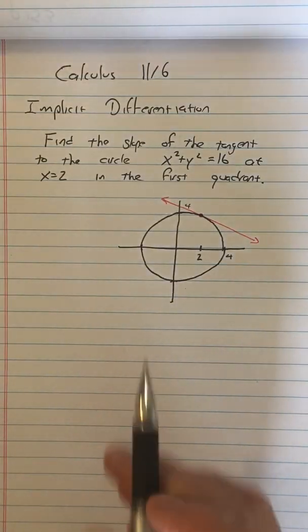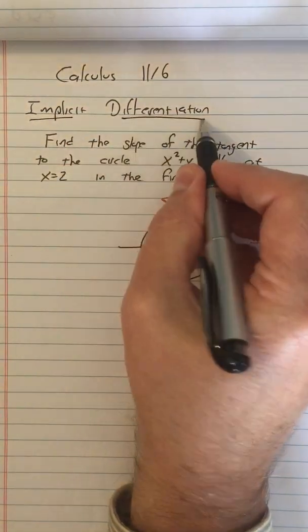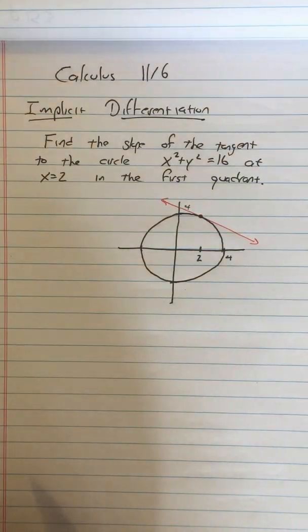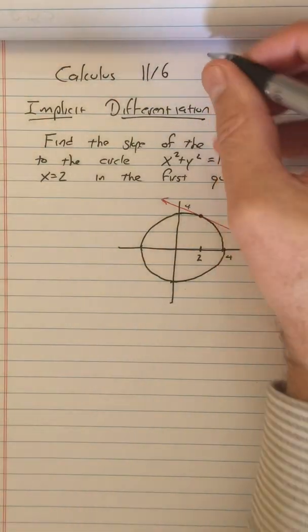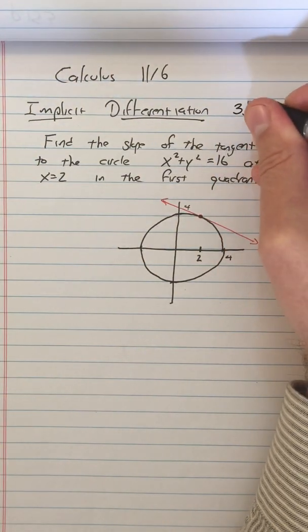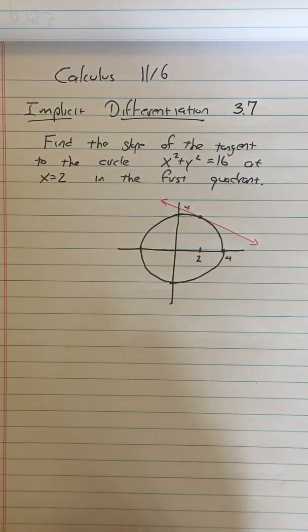Today, implicit differentiation. This, by the way, is section 3.7 in your book, chapter 3, section 7. All right. So here's what I'm going to start with.